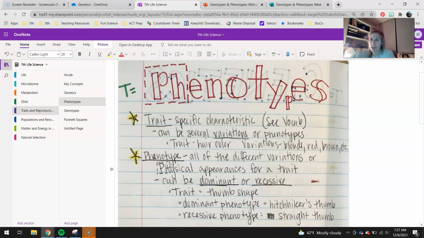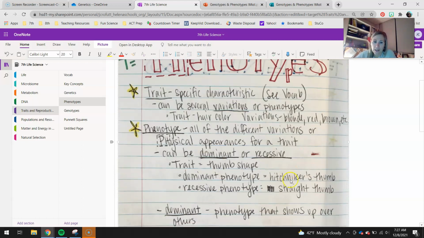It's generally what we can observe, though we can't observe all phenotypes. For instance, when we talked about PTC tasting, I can't look at a person and say, oh, they're a PTC taster. It's a physical appearance that we can observe for the most part, but we could still test that one and see what their phenotype is. But for the most part, it's stuff we can observe. Again, I like to remember phenotype because it starts with PH, and so does physical appearance. Notice how I drew a little box around that. It's all the different variations or physical appearances for a trait.